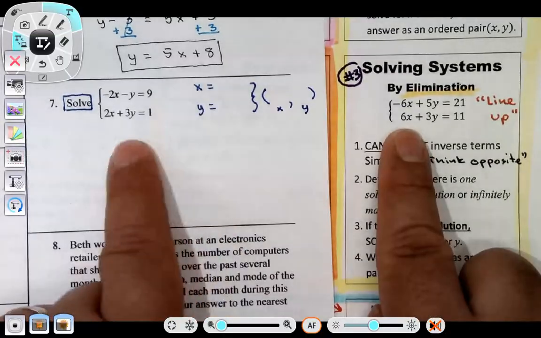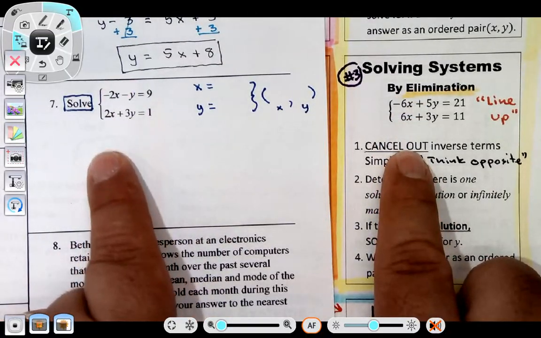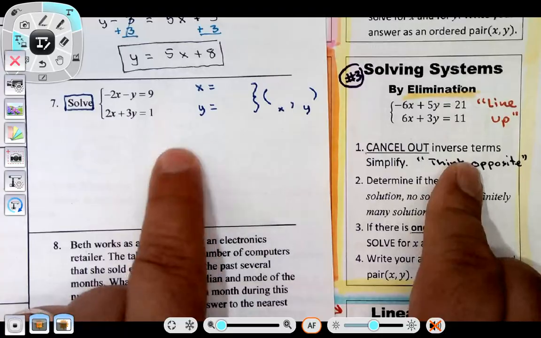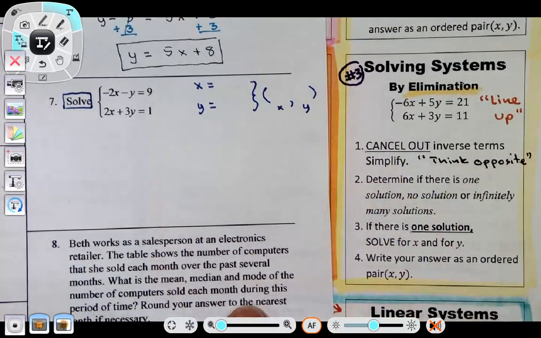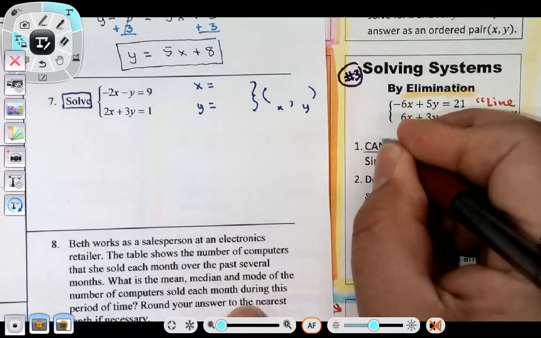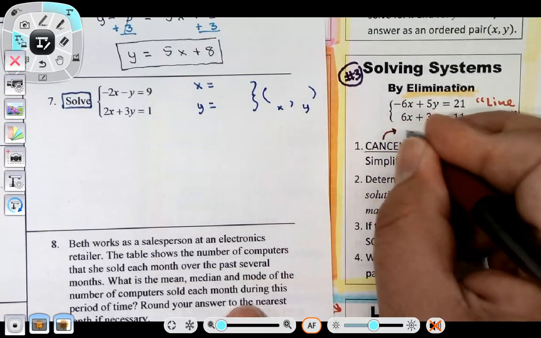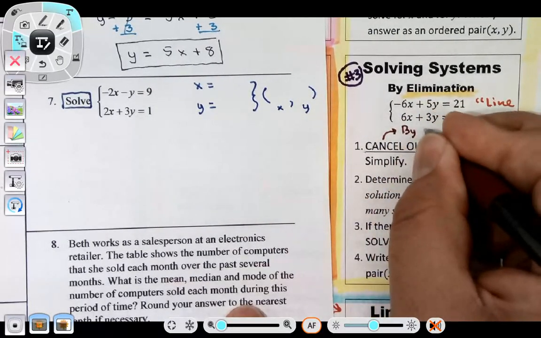See, this one looks like it. There's x's lined up. There's y's lined up. The numbers are lined up. Cancel out inverse terms and simplify. But when they say cancel out, this is the one thing we need to put by adding.